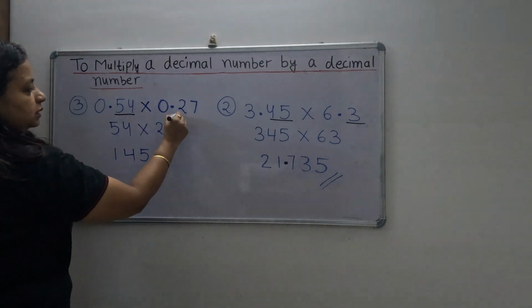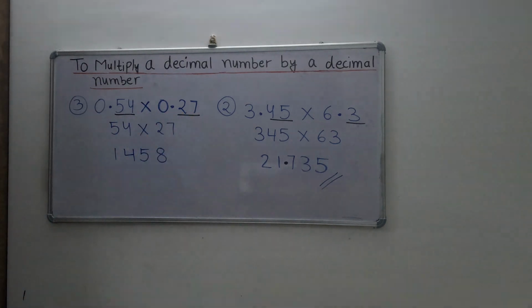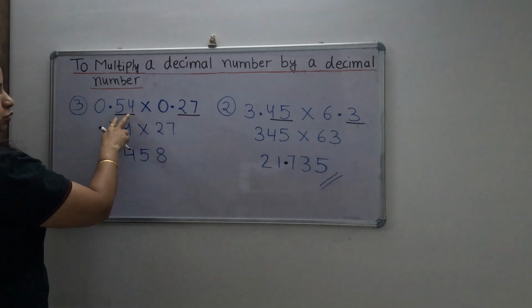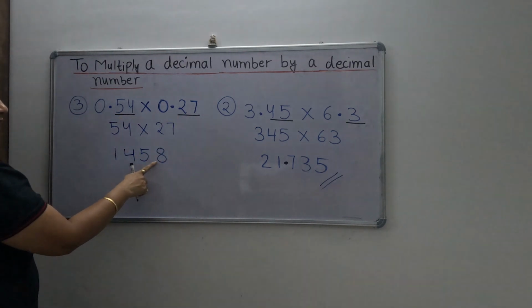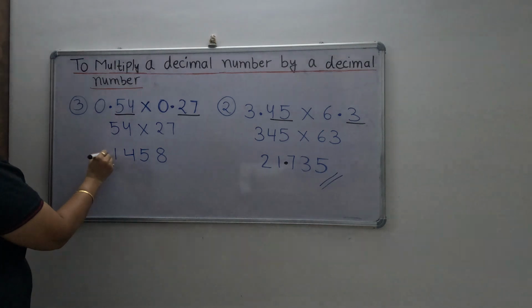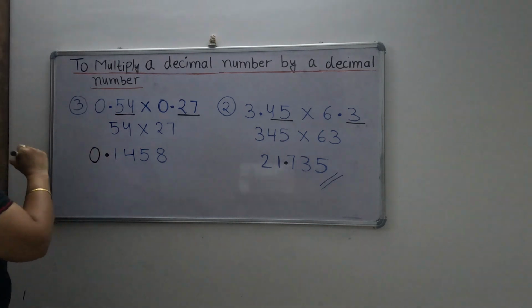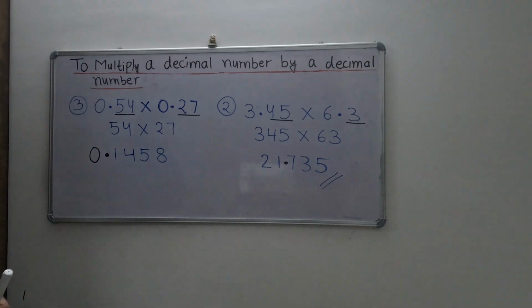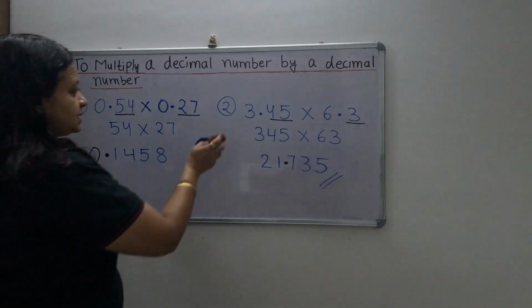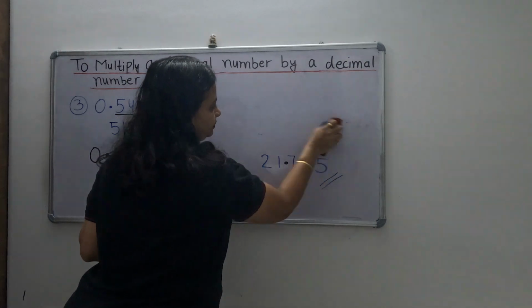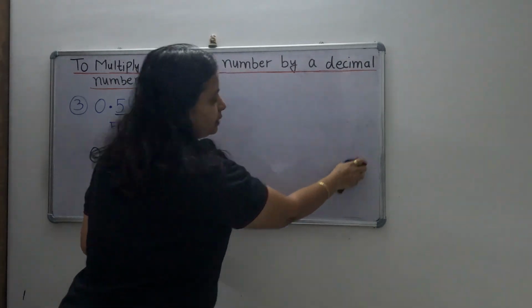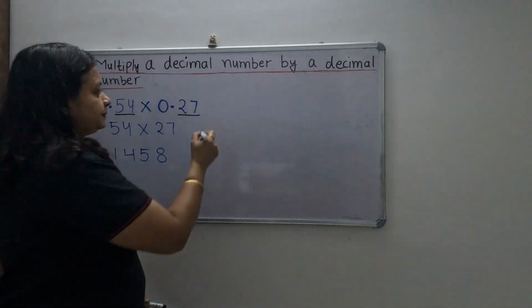Now count the number of decimal places in each number and add these. So 2 and 2. Total we have 4 digits from the decimal places. So start at the right of the product and count places. 2 plus 2 is 4. Start from the right. 1, 2, 3, 4. Put the decimal, add 0. Always. Okay, so this is the third example. Now see the fourth example.